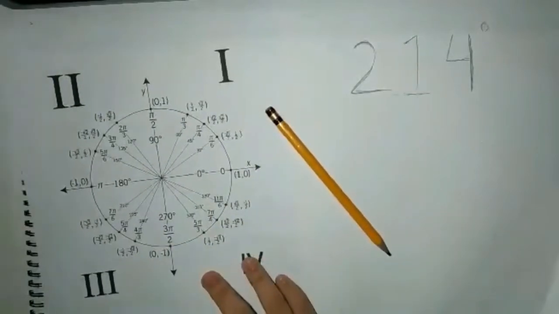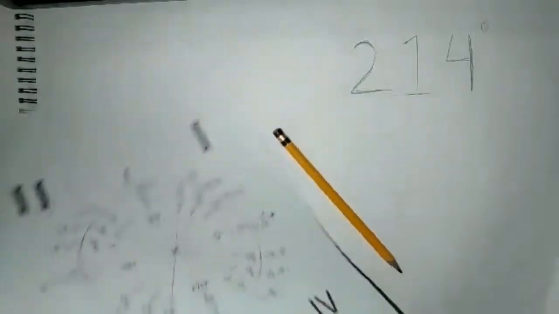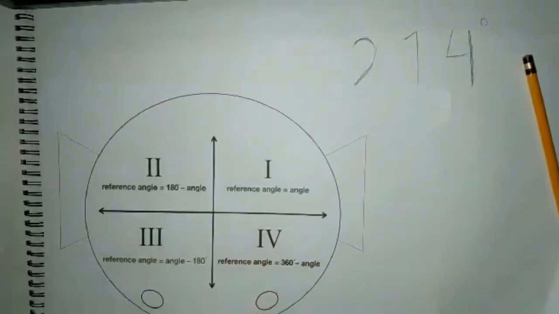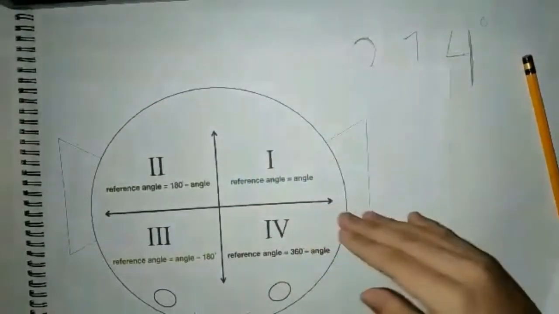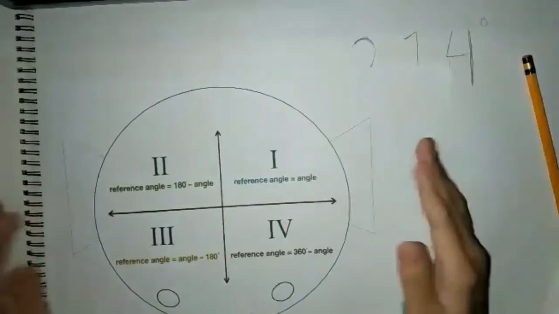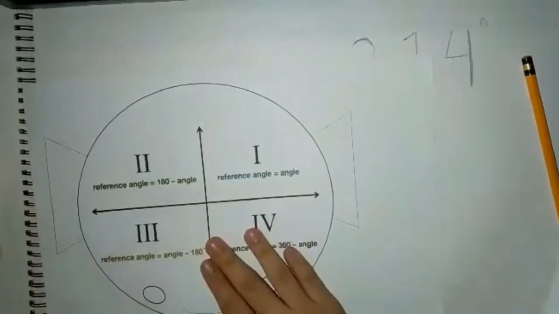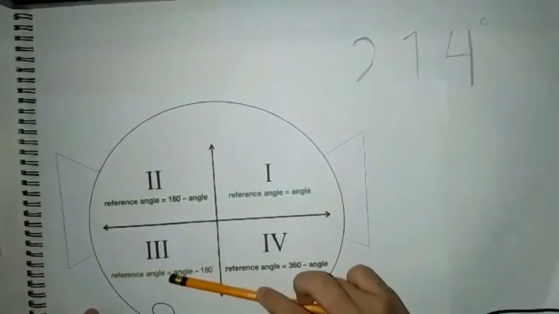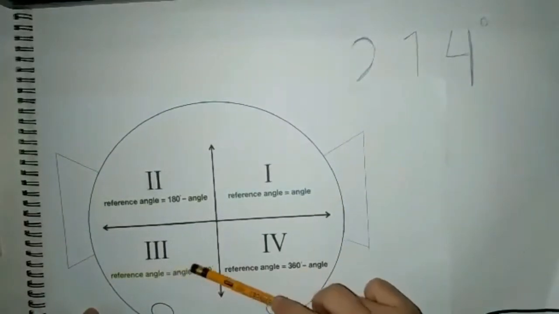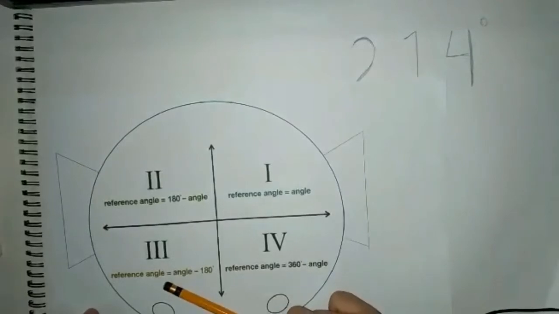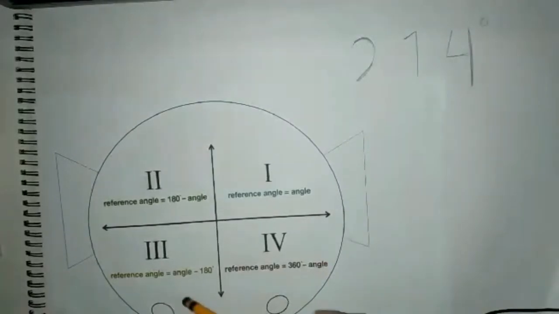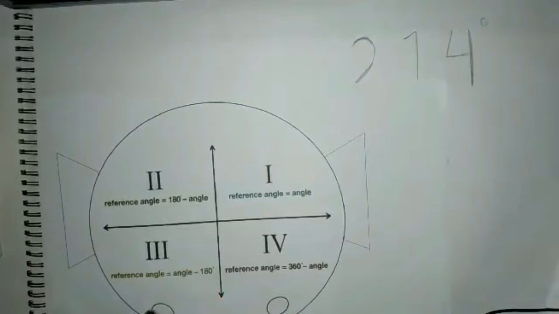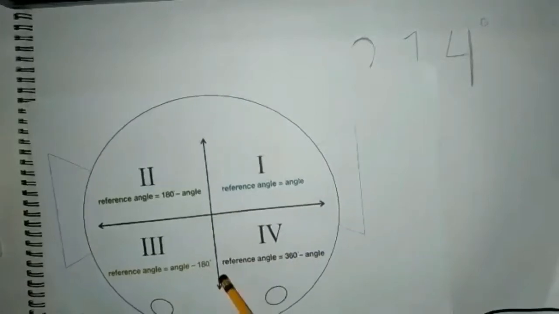Now, observe this picture. What do we see? Is it a fish or the formulas we use to find our reference angles? 214 degrees is located in the third quadrant. We know that. And the formula we see to find our reference angle is what? It is our given angle subtracted by 180 degrees.